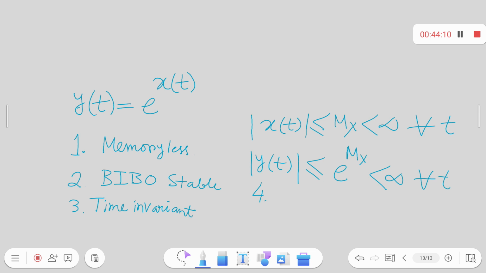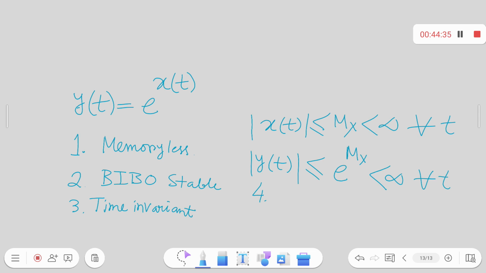Don't get confused between the causal signal and the causal system. What is meant by a causal signal? A causal signal is something for which the signal value is 0 for t less than 0. That is a causal signal.